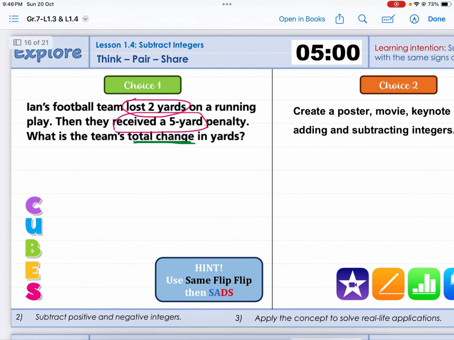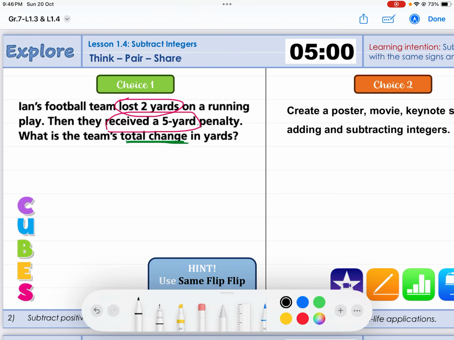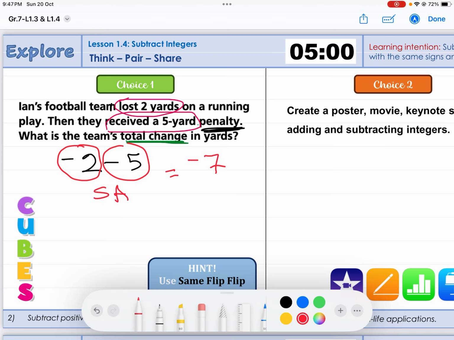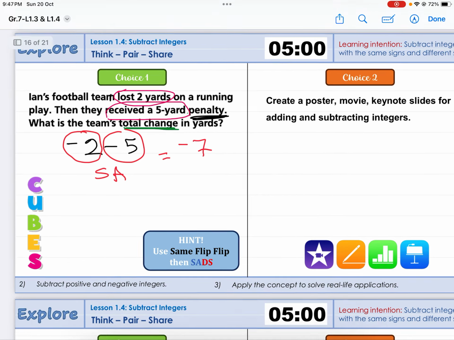Here, this is a good question also. The same idea. You lost 2. That means negative 2. Received a 5-yard penalty. Guys, penalty means like a punishment, like they cut away 5 points from you. So that will be negative 5. So again, apply the same steps. Circle, circle, same sign, add. So the total will be negative 7. So they lost about 7 points.